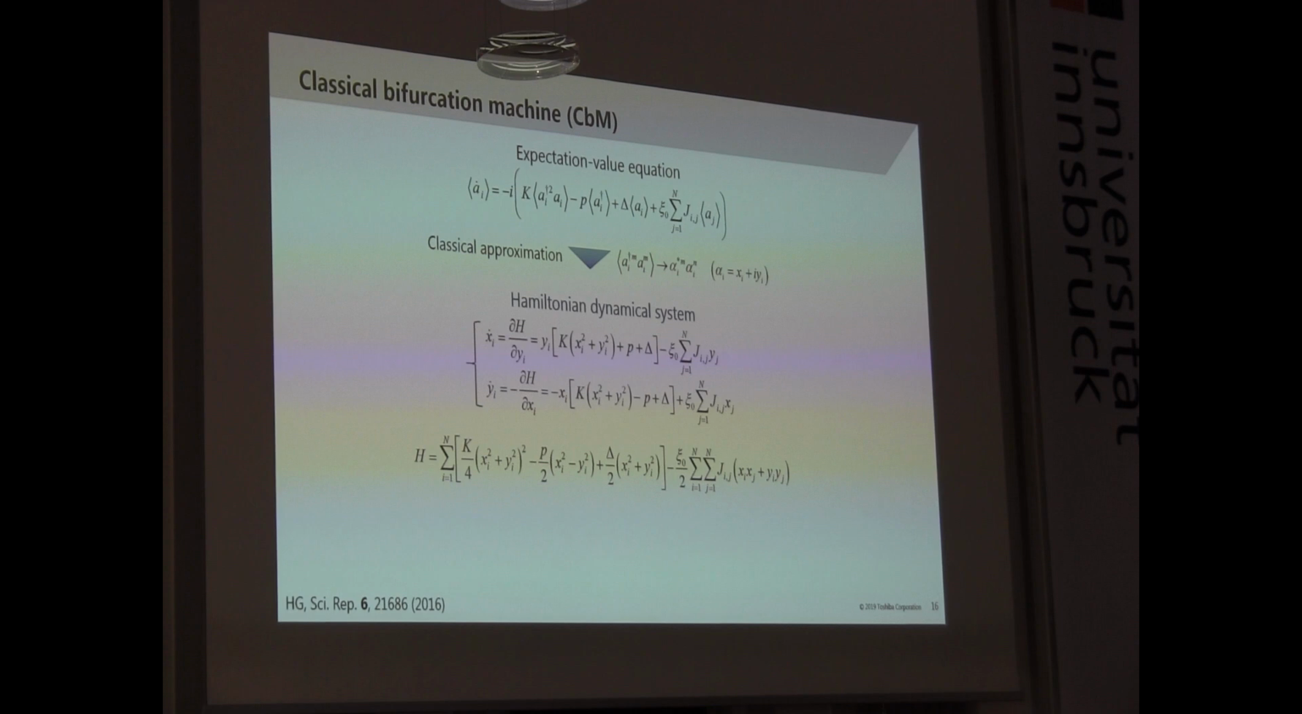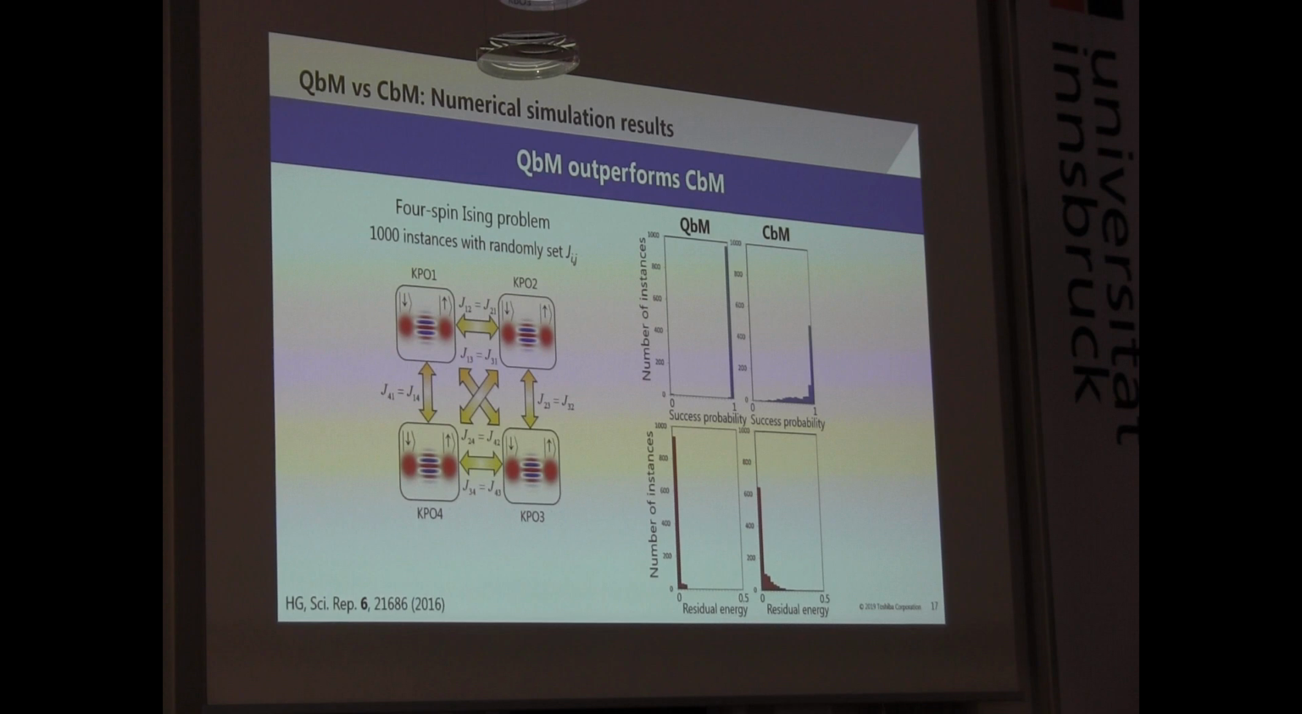And I compared QBM with CBM by numerical simulation. I solved a four-spin Ising problem. And the results for the 1,000 instances with randomly set J_ij are summarized in these histograms. The upper ones show the success probability and the lower ones show the residual energy. So as you can see, the performance of QBM is clearly higher than the performance of the classical bifurcation machine. So the quantum machine outperforms the classical machine as expected.